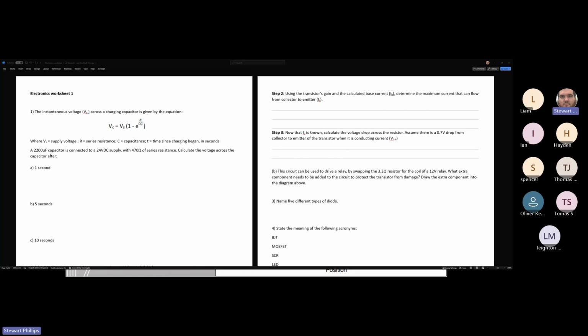e stands for the exponential function, which is approximately 2.7182.